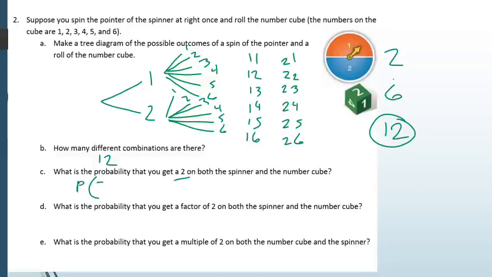What are your chances of getting a 2 on both the spinner and the number cube? So the probability of getting a 2 on the spinner and then a 2 in the number cube, well, here I can see I have 1 out of 12 possible outcomes.